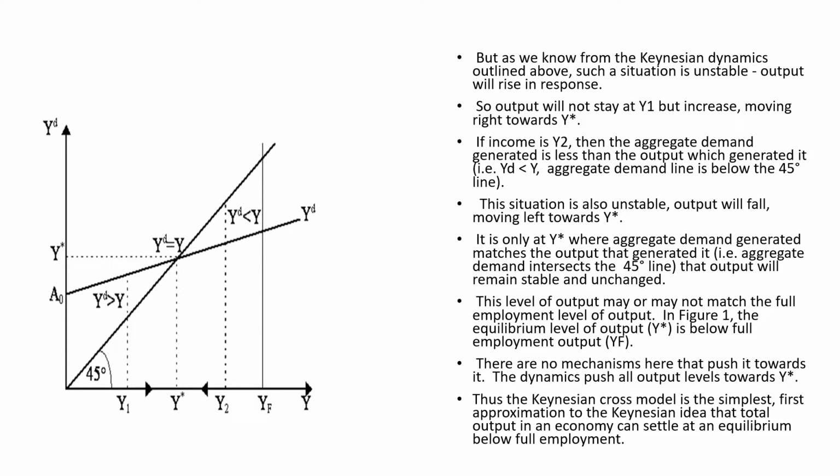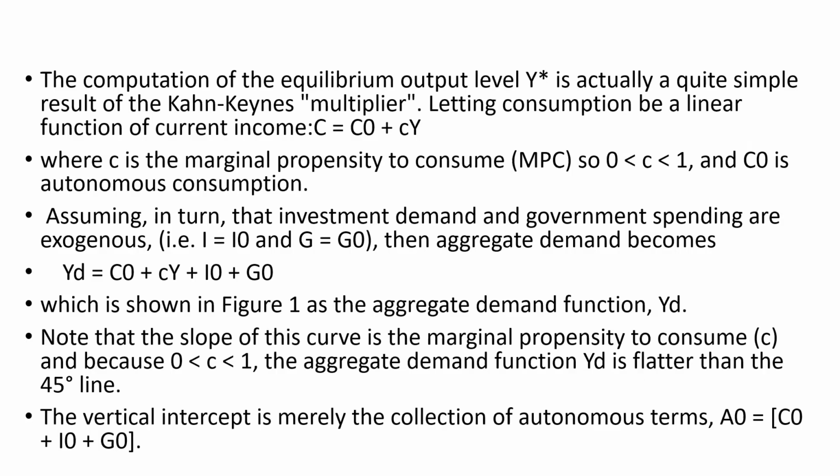In this figure you can see that the equilibrium level of output is Y star, which is below the full employment level of output, which is YM. There is no mechanism here that pushes it towards full employment. The dynamics push all the output towards Y star. So the Keynesian cross is considered to be the simplest first approximation to the Keynesian idea that the total output in the economy can settle at an equilibrium below the full employment level.